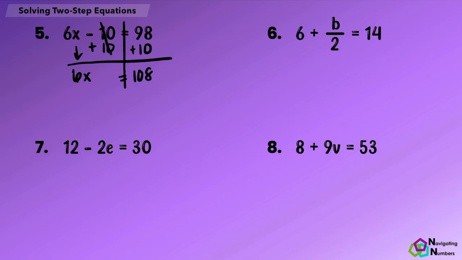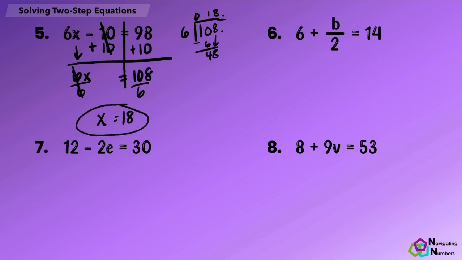Next, we have to undo the multiplication, so we're going to divide both sides by 6. So let's go ahead and do that off on the side really quick. 108 divided by 6. 6 goes into 1 0 times, into 10 one time. That gives me a remainder of 4. Bring down the 8. 6 goes into 48 8 times. So x equals 18.